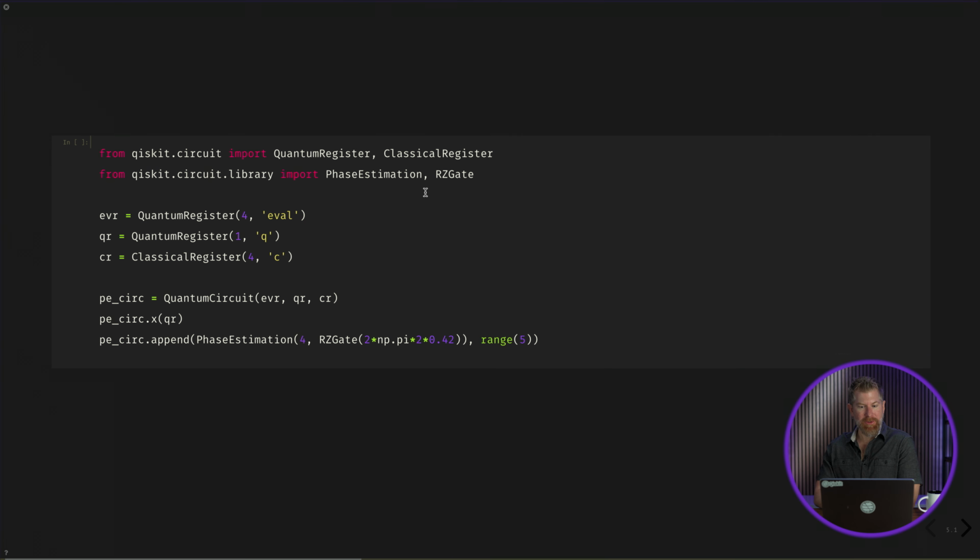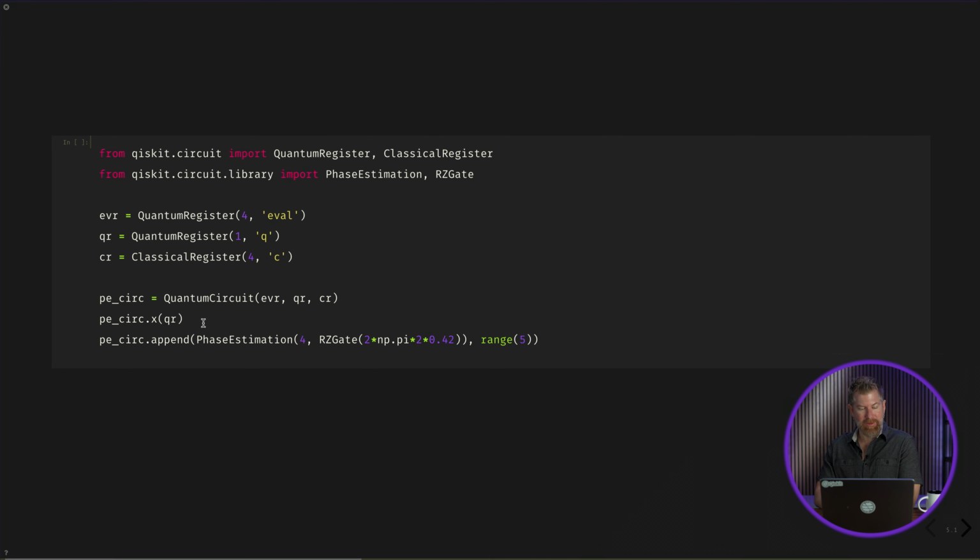Let's import the quantum register and classical register classes from qiskit.circuit because we'll need to keep track of these. We'll import PhaseEstimation and the RZ gate from qiskit.circuit.library. Then we'll construct our evaluation quantum register on 4 qubits, our single qubit computational register, and a 4-qubit measurement register for us to measure the evaluation qubits. We create our quantum circuit out of these.